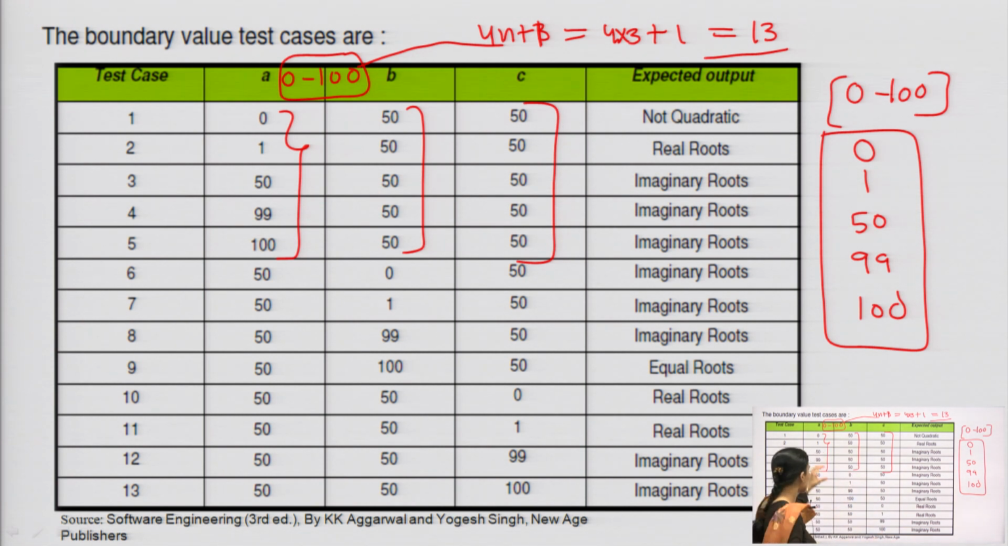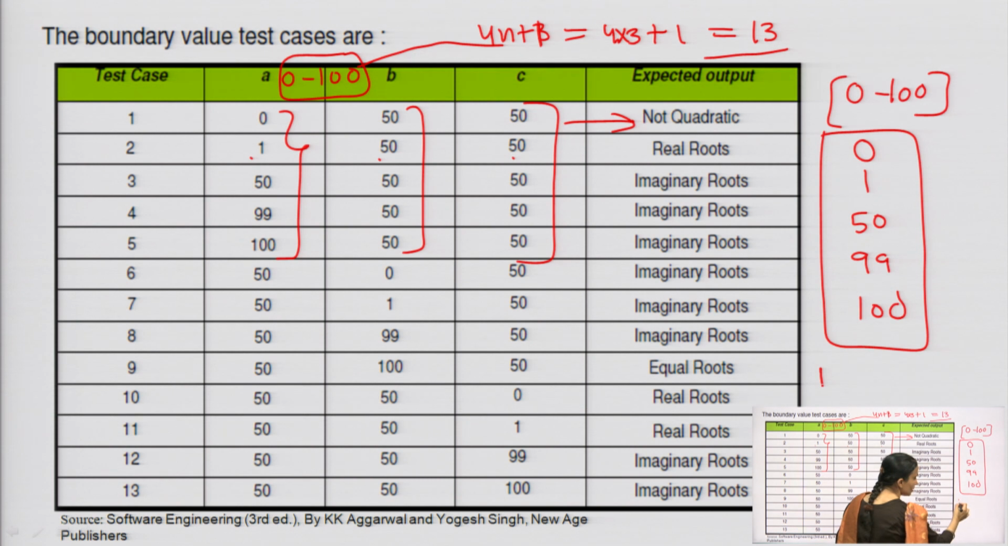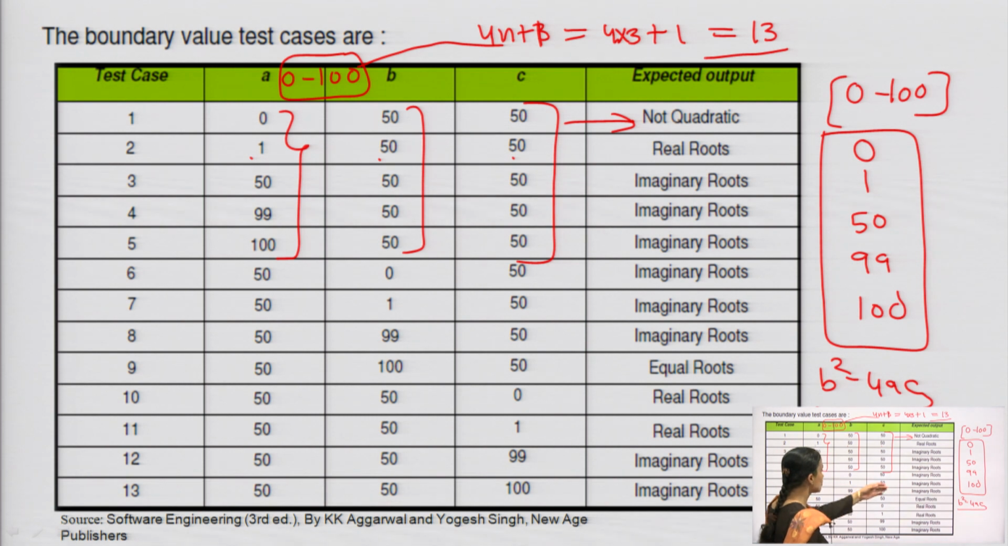So, one variable I have taken: 0, 50, 50. If a is 0, I know the equation is not quadratic, so the expected output should come. If it is 1, 50 and 50, b square minus 4ac gives me what kind of root. So, b square minus 4ac, 50 square minus 4 cross 50 cross 1, gives me greater than 0, real roots. Here a is 0. Then, when all the 3 are 50, I am getting less than 0, imaginary roots.